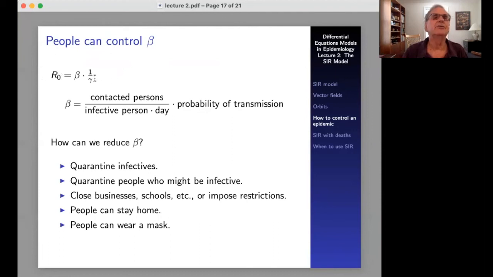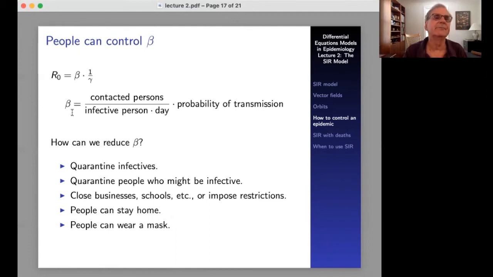There's not much to do about gamma. Remember, 1 over gamma is the length of time that people on average are sick with the disease. There's not much that can be done about that unless, well, perhaps a good drug is developed that shortens the length of the disease. But beta can be controlled by people, or people can affect it.